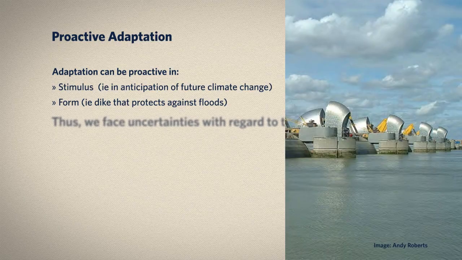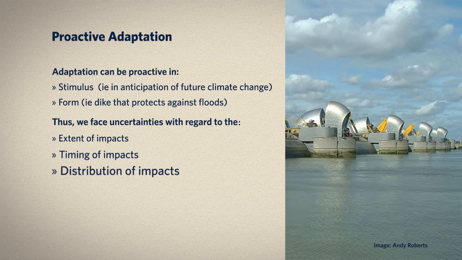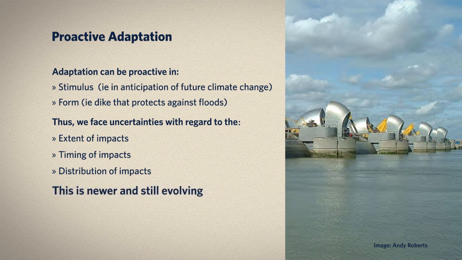Proactive adaptation is much more complicated than reactive adaptation because we're only beginning to understand the climate change impacts that we expect to see in coming decades. Our information is constantly improving, but infrastructure decisions depend on accurate information about the extent, the timing, and distribution of impacts. Without this information, it can be really difficult to build a case for new flood management strategies or approaches to city planning.